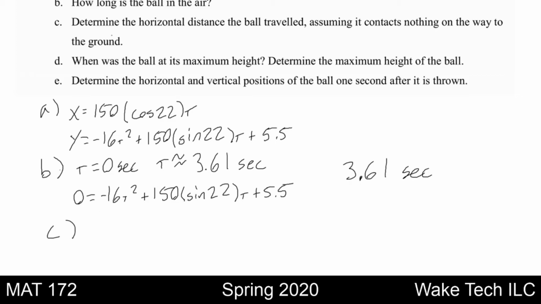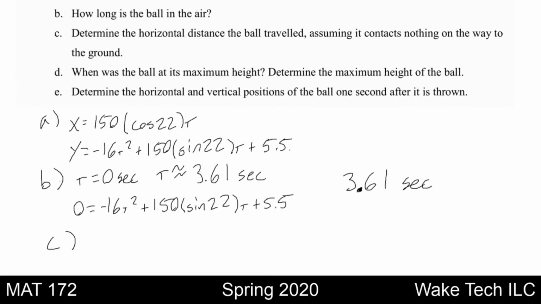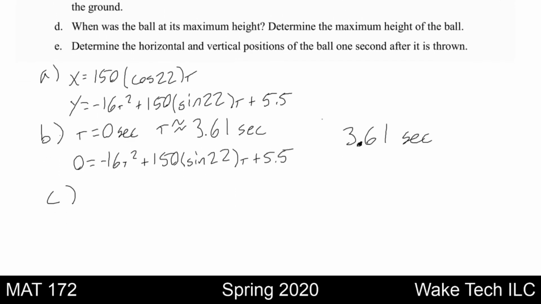Part C asks us to determine the horizontal distance the ball traveled, assuming it contacts nothing on the way to the ground. The horizontal distance the ball traveled, only travels while it's in the air. We're not assuming that it rolls when it hits the ground. And so we have to figure out where does it hit the ground. Well, we know when it hits the ground. That's actually the entirety of what we did for the last problem. So since we know when it hits the ground, we need to know where. Where's what horizontal distance? And luckily, we have an equation for that. That's x. So we can plug our t into x.